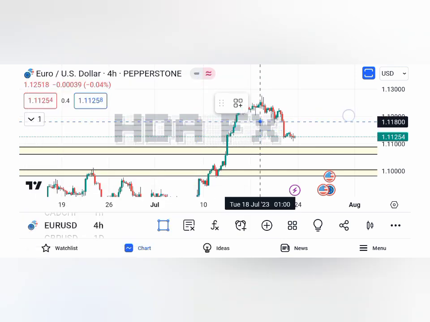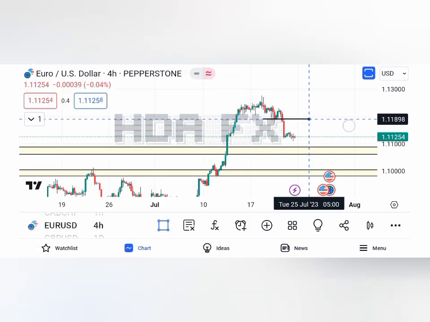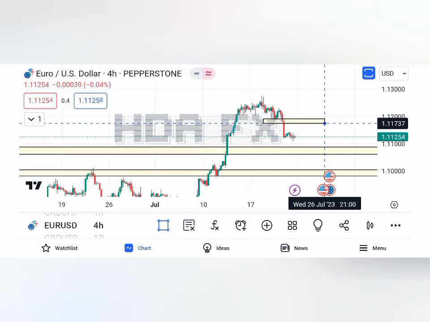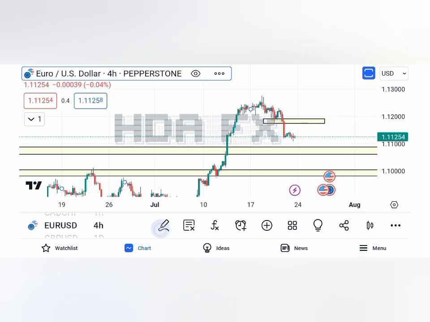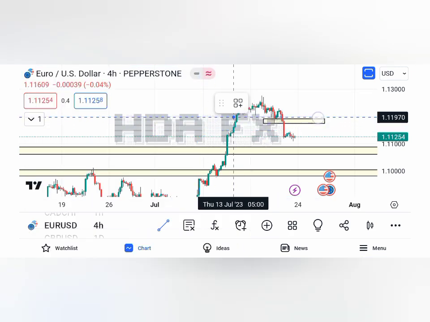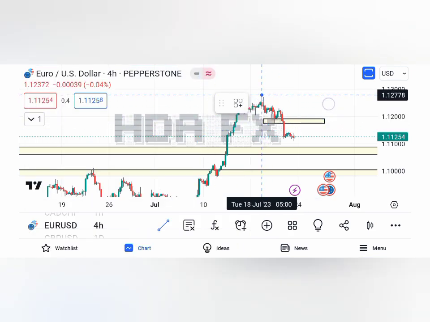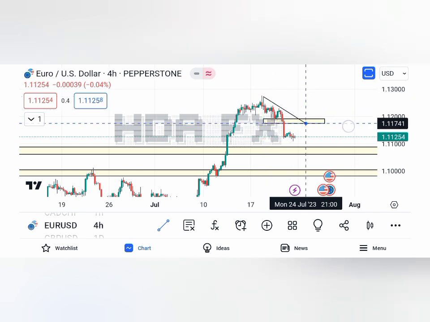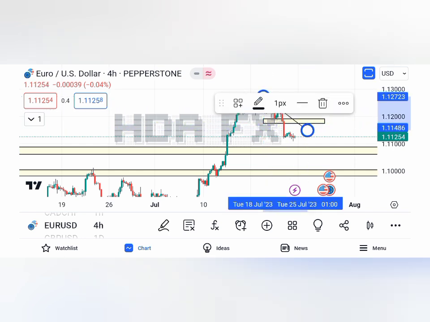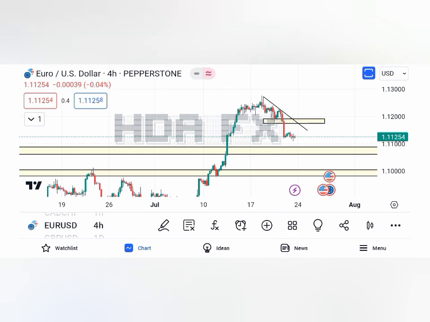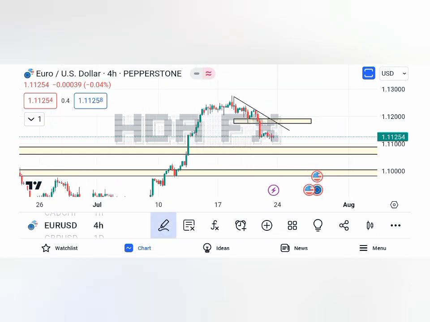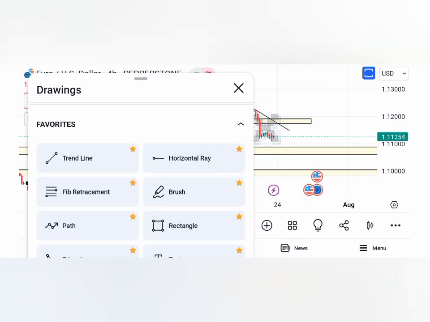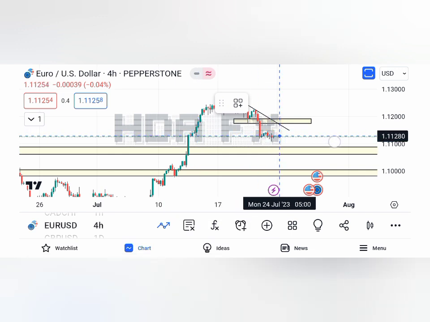So we can spot a structure here on Euro USD. Then we can have a beautiful trend line at this very point here. So we can have this trend line here. So now this is what I want to see on Euro USD if you want to continue selling, if you want to see price pushing downward.